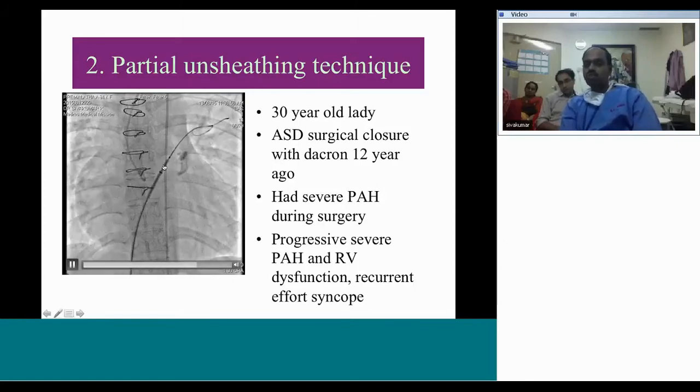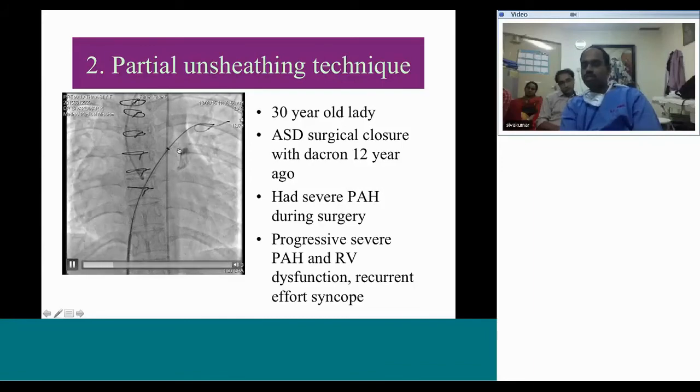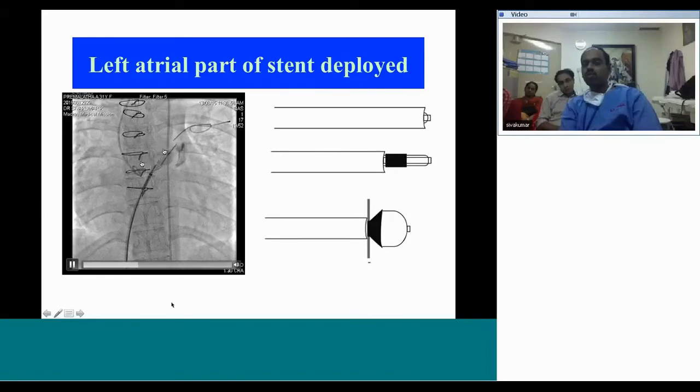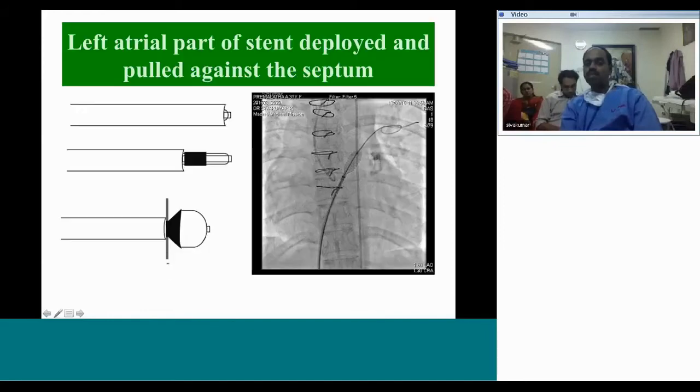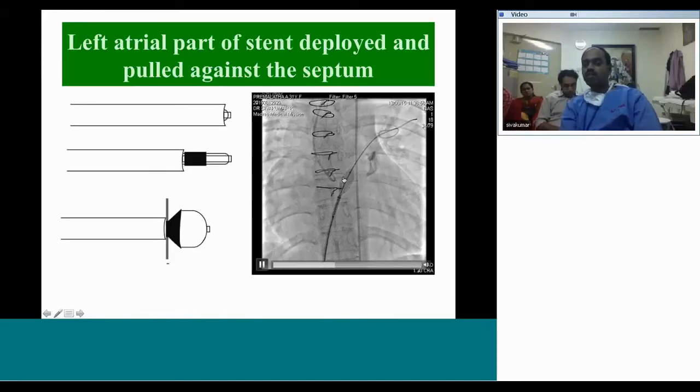So what you do is, you open out 50% of the stent. See, as the sheath is being withdrawn, 50% of the stent is opened out. Then you open out the left atrial portion of the stent. So this is 50% of the stent being opened. After the left atrial portion of the stent is deployed, then pull back the stent till you reach the atrial septum. You see here, this is being pulled up to the level of the atrial septum.